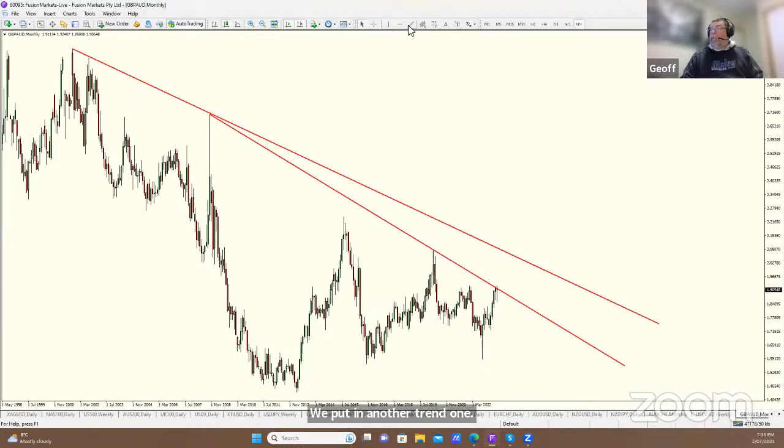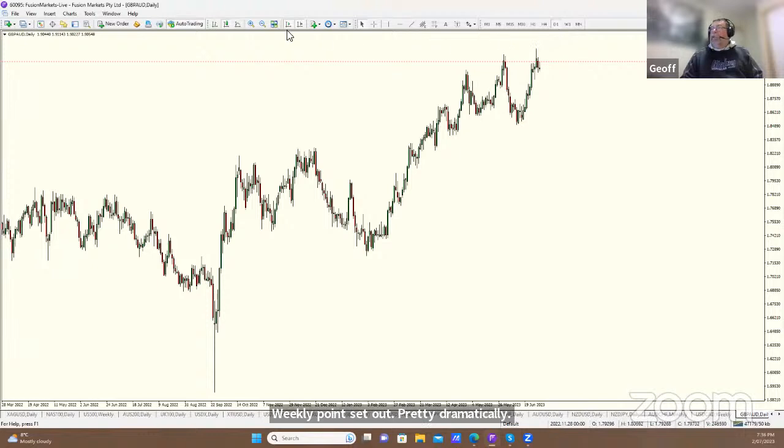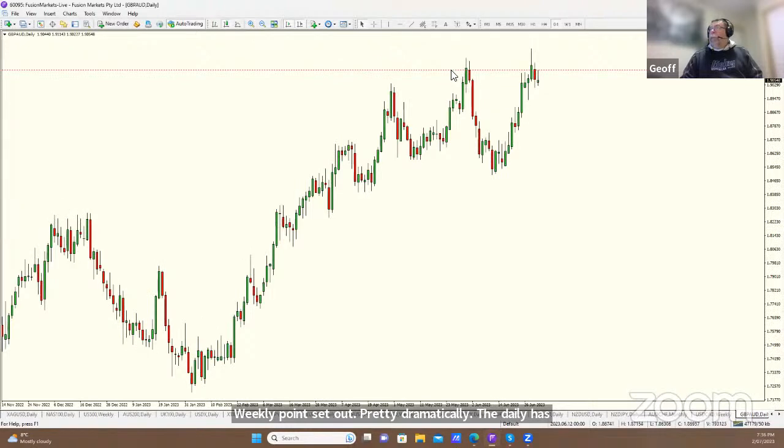And that's the key. Have I got a confluence? Oh, yeah. Resistance through here, support through here. Resistance, resistance. Here we are again at exactly the same level. Weekly points that out pretty dramatically. The daily has delivered what? Potential double top. Well, there's a little bit more than a double top here.